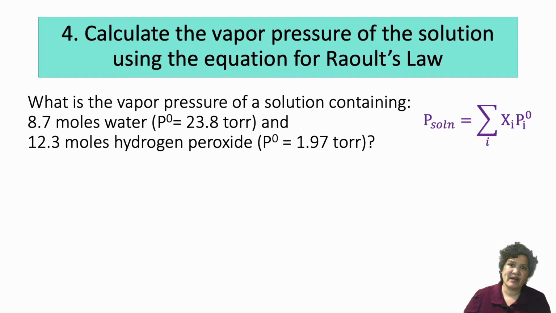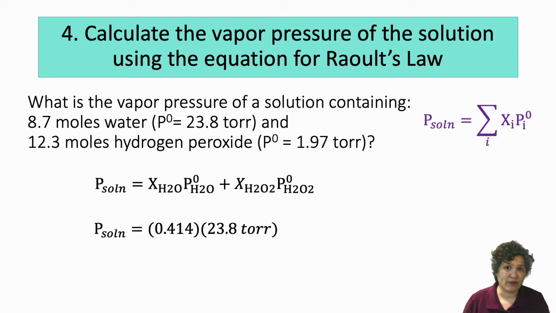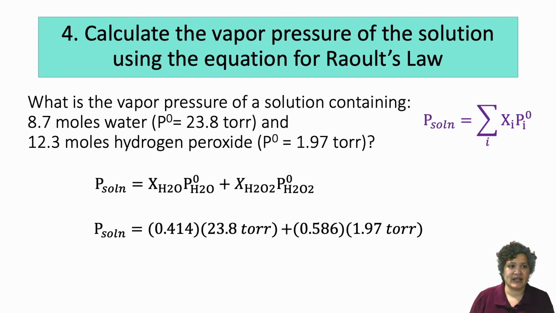All right, so now we have our mole fractions. We can plug those into Raoult's law. We have 2 volatile components, so we have a 2-term version of Raoult's law. So let's start with the calculation for water. For water, we have a mole fraction of 0.414, and we have a partial pressure of pure water of 23.8 torr. For hydrogen peroxide, then, we're going to have a mole fraction of 0.586 times our partial pressure of 1.97 torr. And if you run that calculation, you'll see that our vapor pressure is going to be 11 torr.